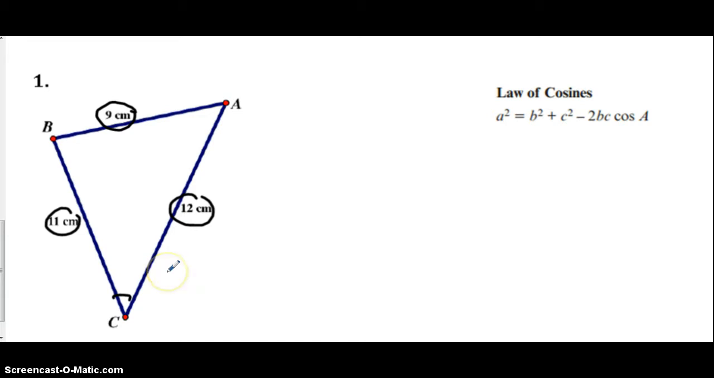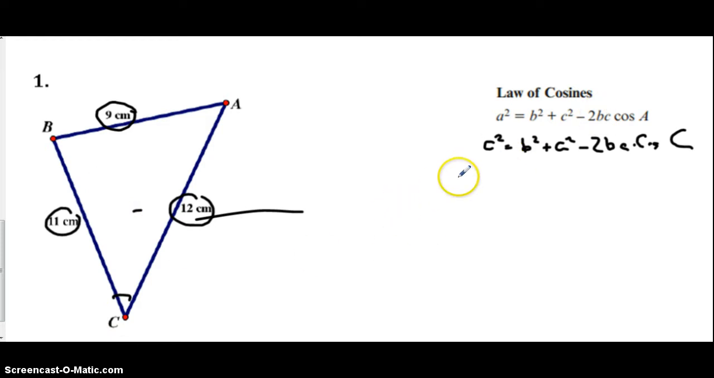If you are looking for C, the way to do that is this. Well, C is our missing angle, so we're going to say C squared. Remember, whatever we're looking for just goes over there, equals B squared plus A squared minus 2BA times cosine of C. Okay? Now we just plug in. So C, remember, it's always opposite the angle. So C is here. So opposite that is 9. So we're going to plug in 9 squared.